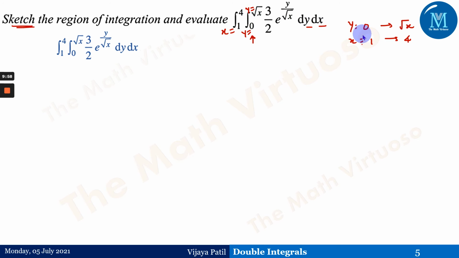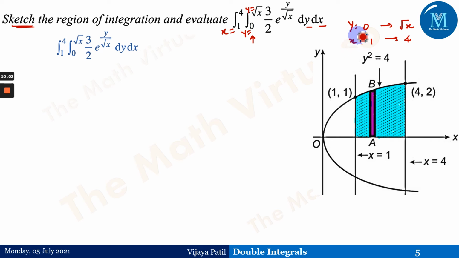We first deal with this integral, and if you observe, y goes from 0 to square root of x. So y equals 0 is nothing but the x-axis, till square root of x. That means y equals square root of x, that is y square equals x. y square equals x is a parabola which is symmetric about the x-axis. So this is nothing but a parabola.